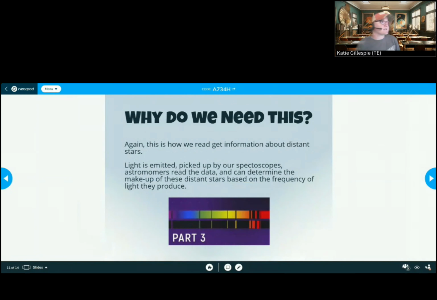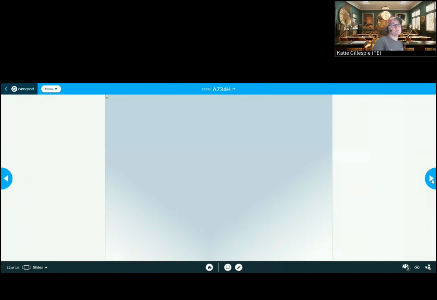Why do we need to know this? Again, this is how we get information about distant stars, distant galaxies, distant nebulas. What is being given off? What is that light telling us? The light that's emitted is picked up by spectroscopes that are often mounted on our satellites in space. It can determine the makeup of distant stars. The frequencies that are produced, the colors we're picking up, and remember, colors equal frequencies, tell us the elemental makeup of distant stars.